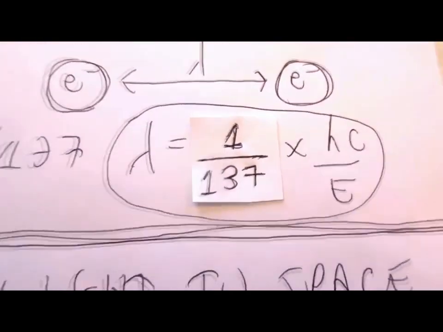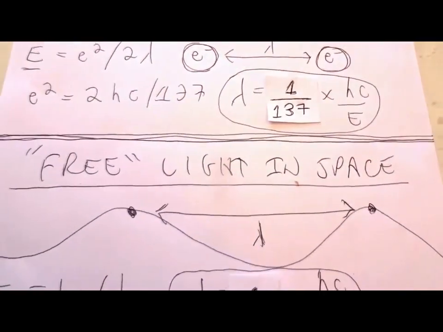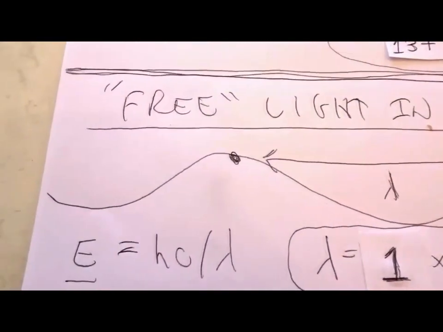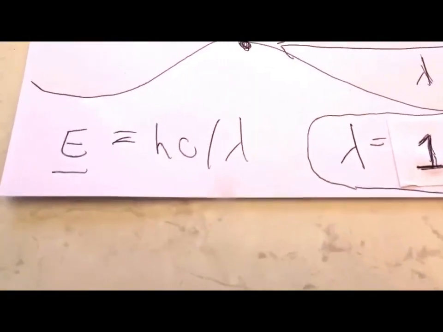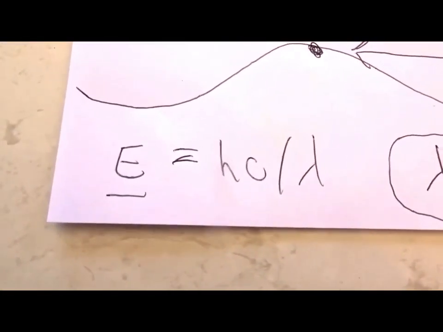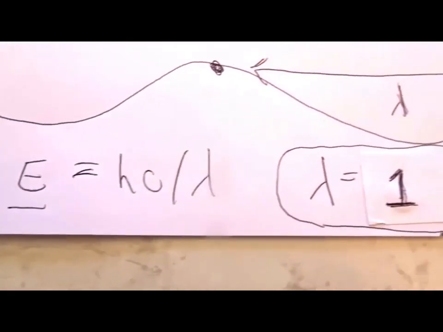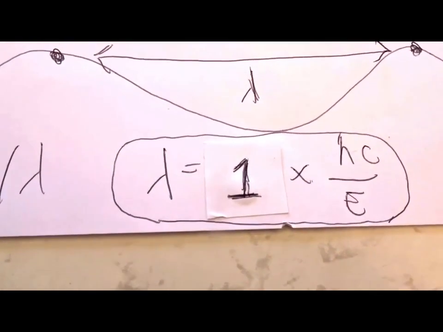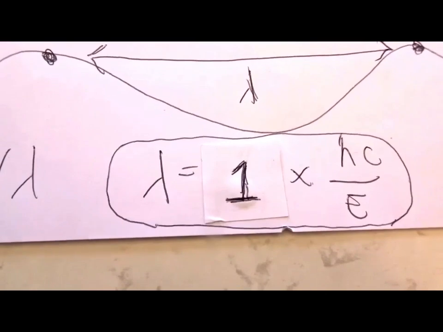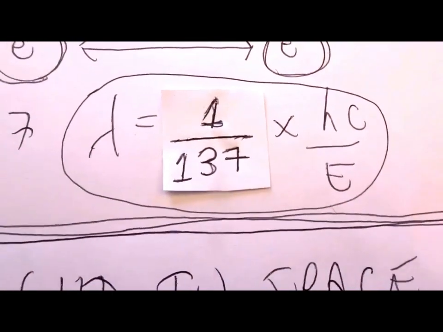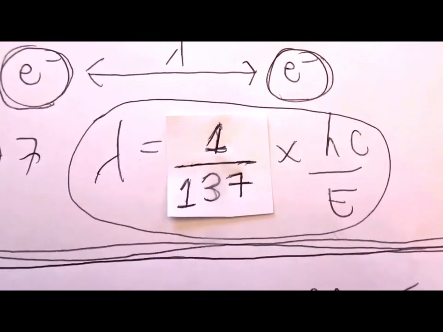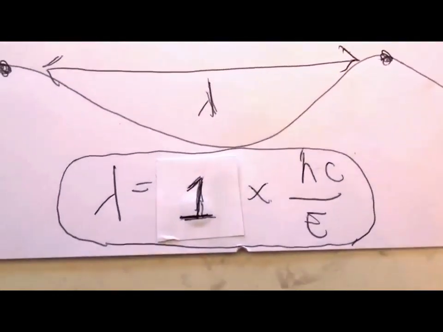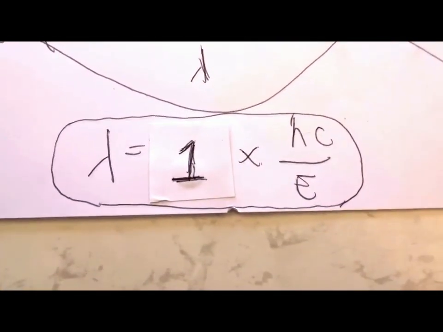All very well known. Now for free light in space, we have a much longer wavelength at the same energy, lambda. And you can work out quite easily from the well-known formula E equals hc over lambda, that lambda equals 1 times hc over E. So for the bound light, lambda equals 1 divided by 137 times hc over E. And for the free light, the wavelength is much longer, lambda equals 1 times hc over E.